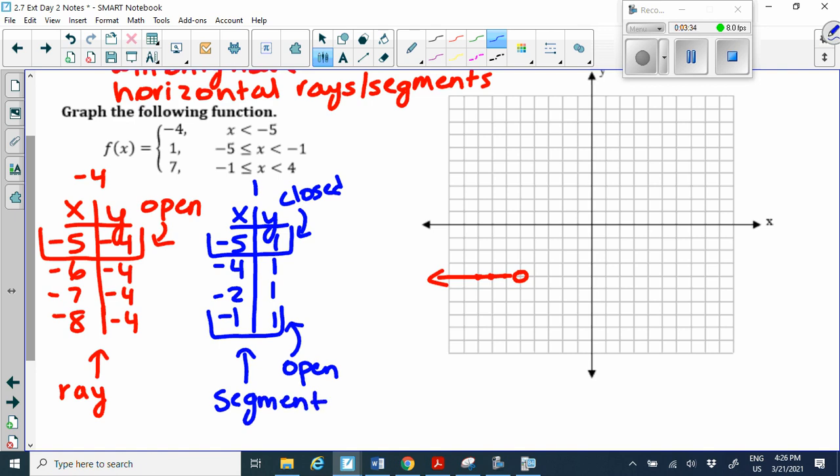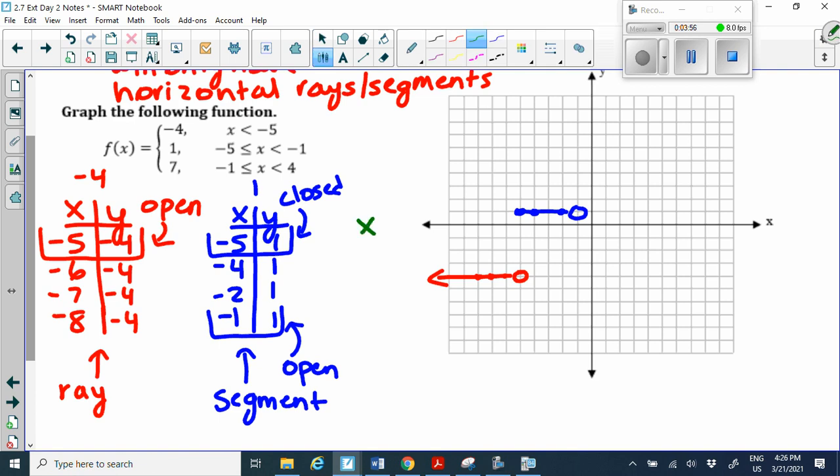Okay, so I go to -5, and then I go up 1. So that's going to be a closed circle. And then I basically do -4, -3 would be the same, -2. -1, 1 is going to be an open circle. So I go from the closed to the open, and there's no arrows because it's a segment.